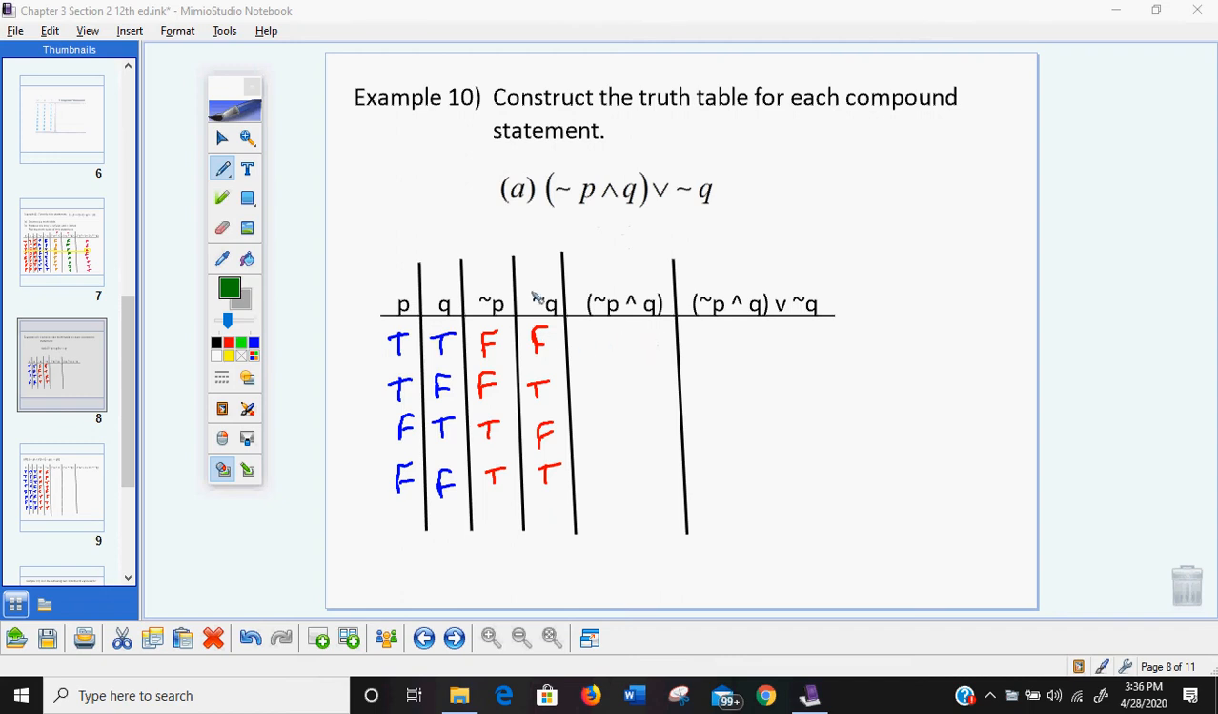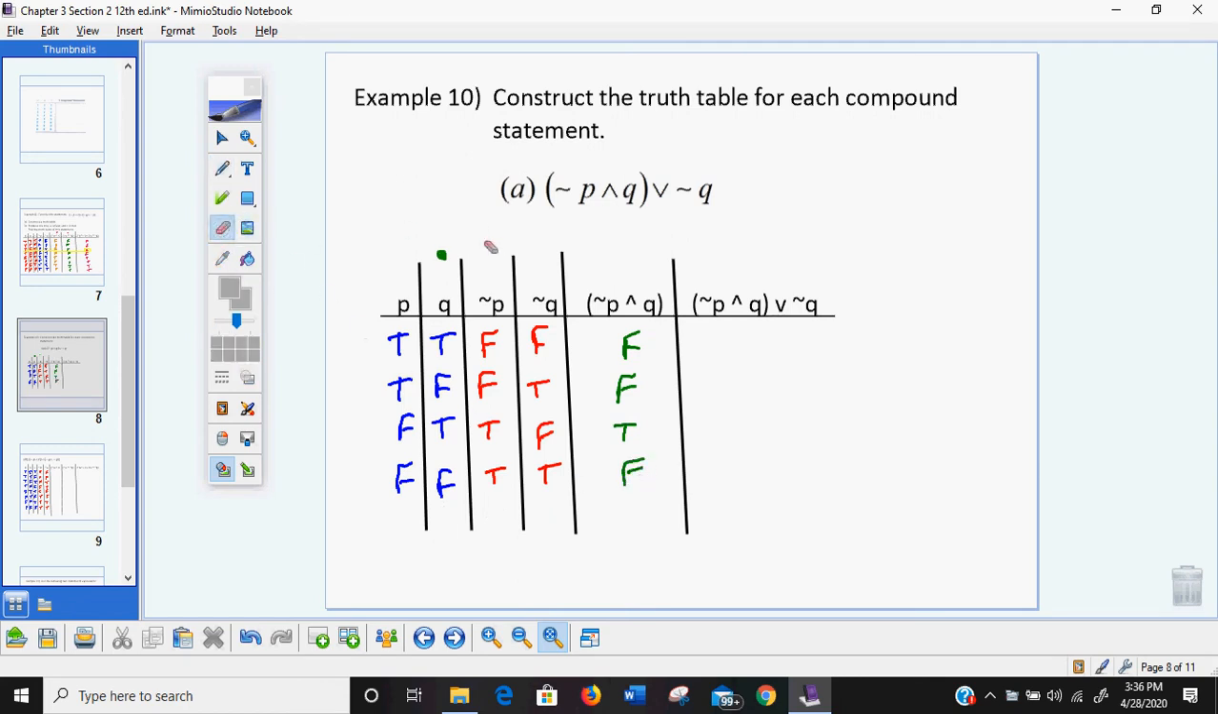So let's look at this. I'm doing the not P and the Q. These two columns that I have in green. It's and, so for it to be true, they both have to be true, one and the other. So the first one's going to be false. This one is going to be false. The third row is true because I have two trues. The fourth row is false.